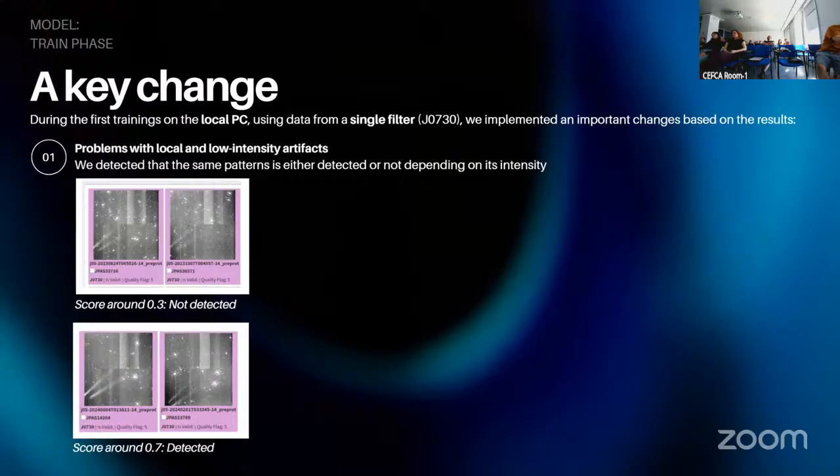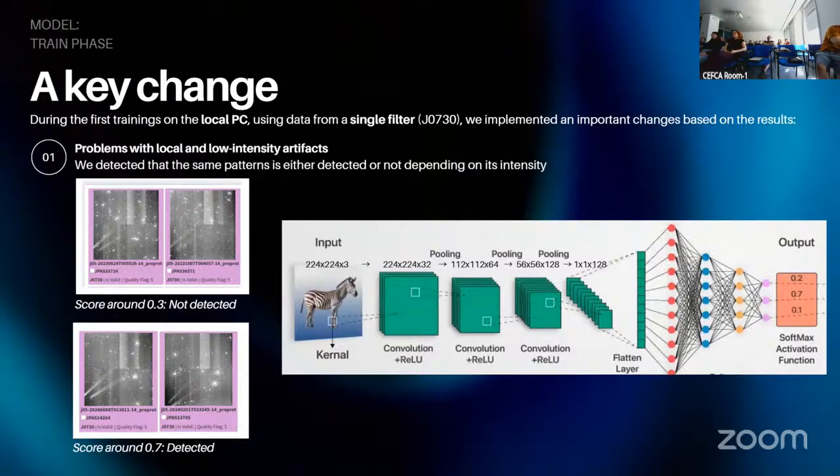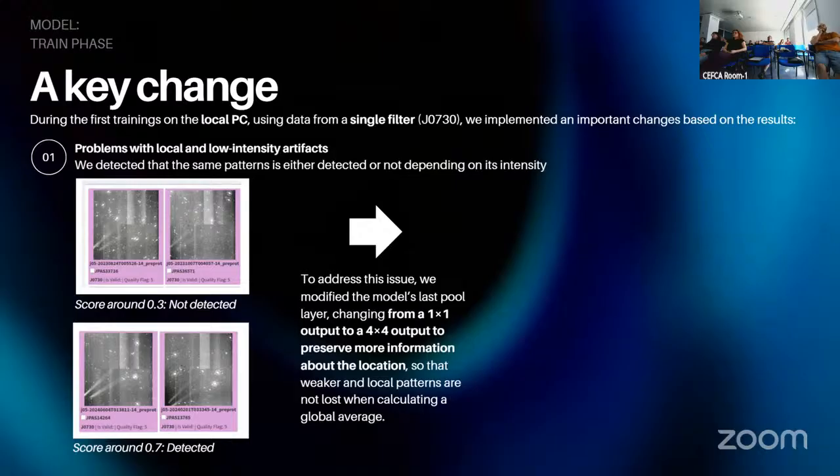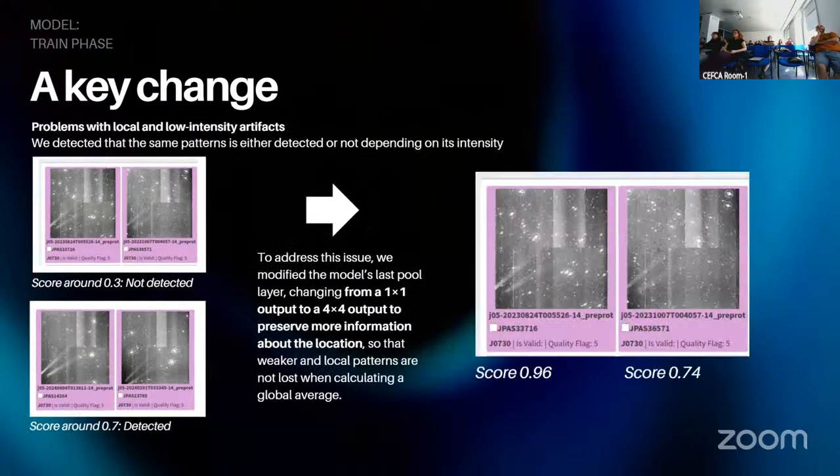And I thought, okay, as I told you before, as the image goes through the model, it gets reduced. And I thought, maybe this reduction was too aggressive because the reduction is done by averaging. So maybe more local and weak patterns are lost when doing the average. And I said, okay, maybe we can change it to a 4x4 image. And it was a good change because this local and weak information was better preserved when doing the average, so these images that at first were not detected now are, because they got higher scores. So I think it was one of the most important changes.